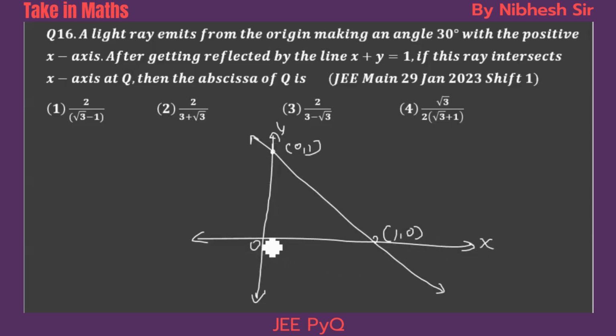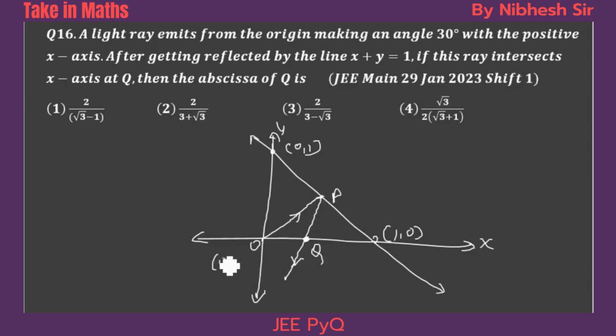So the ray of light emits from here, the origin. This is the incident ray basically, and this gets reflected, and it intersects the x axis at point Q. So we have to find the abscissa of this point Q. This is the reflected ray. The incident ray is from the origin. I consider this point as P. So OP is your incident ray and OPQ is the reflected ray.